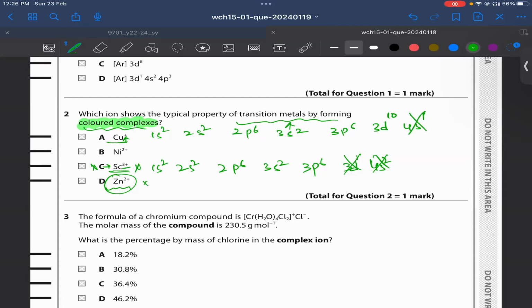So this will be the electron configuration of copper. Once it loses 1 electron, its 3d is fully filled. So Cu+ will also not act as a transition element. So it will not give colored complexes. But if it is Cu2+, then it could be an answer. But here they have given us Cu+.